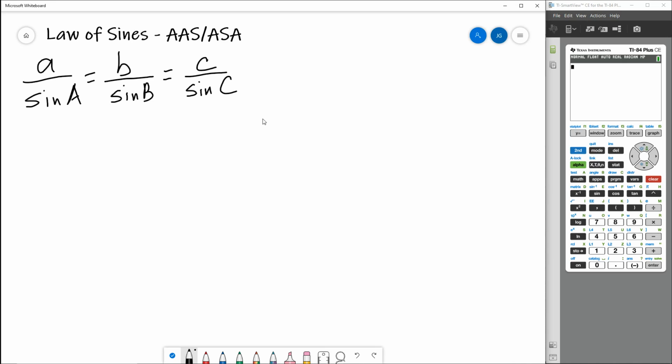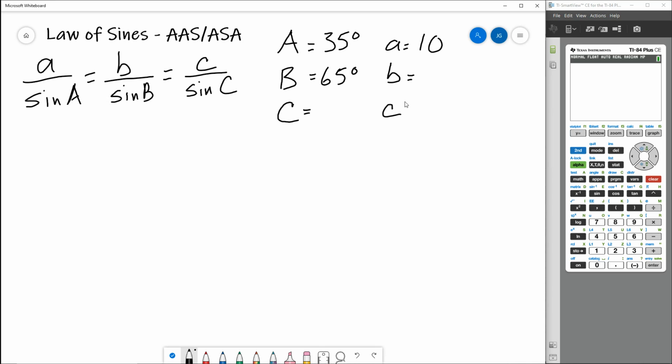So let's say we're given a triangle and we're given the measure of angle A and the measure of angle B. In this case, we're going to say A is 35 degrees, B is 65 degrees, and we are told that side a is 10 units long. And the question that we're given is solve this triangle. So that means that we have to find what angle C is and what the lengths of sides b and c are. And no matter which angles we're given and which sides we're given, so if we had been given C instead of A here, we're going to follow the same method each time.